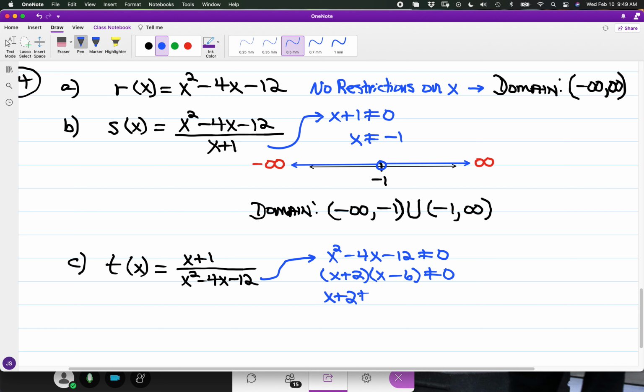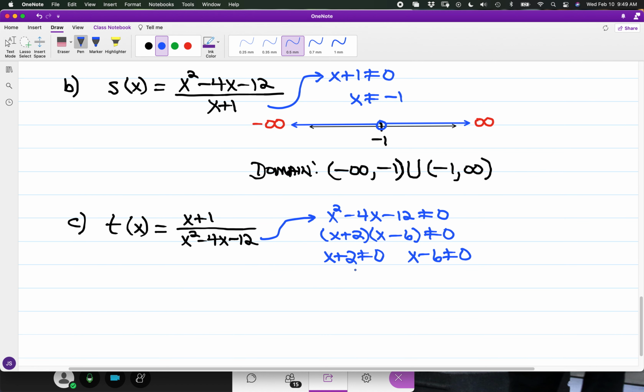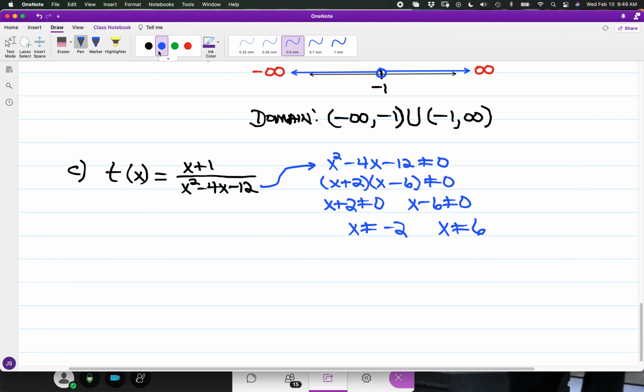So itemizing the factors and finding out what in x cannot cause x plus 2 to be 0 or x minus 6 to be 0. We have for x plus 2, if this cannot be 0, then x cannot be negative 2. And if x minus 6 cannot be 0, we have that x cannot be equal to 6.